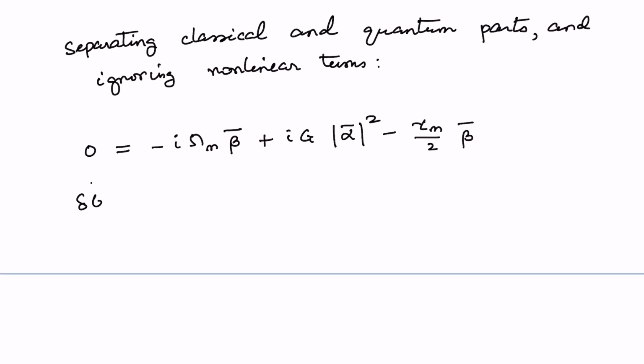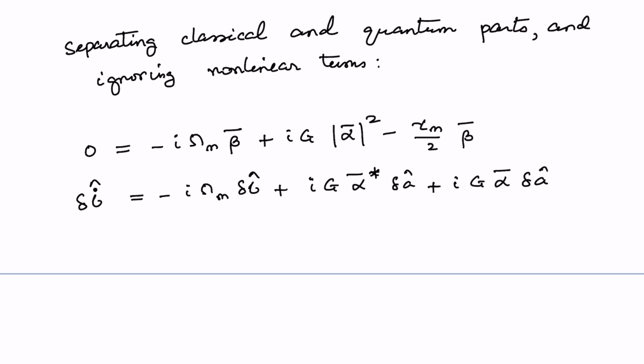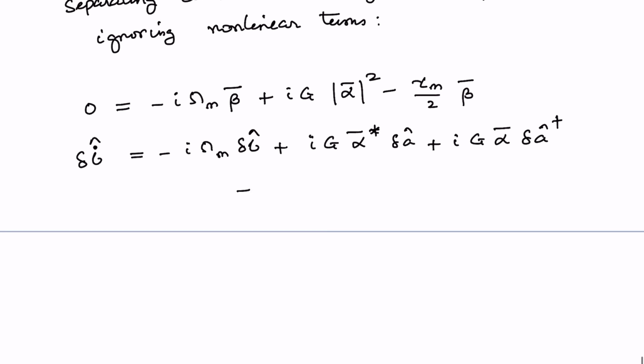And from the quantum part you are going to have δḂ = −iΩm δB + iZ ᾱ* δA, plus iZ ᾱ δA† − (γm/2) δB − √γm B_in.